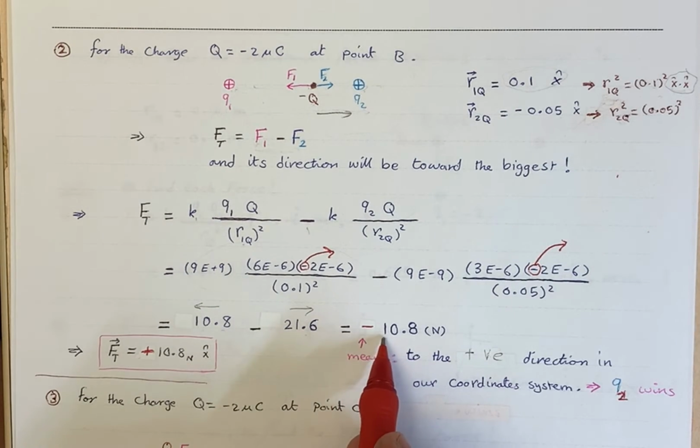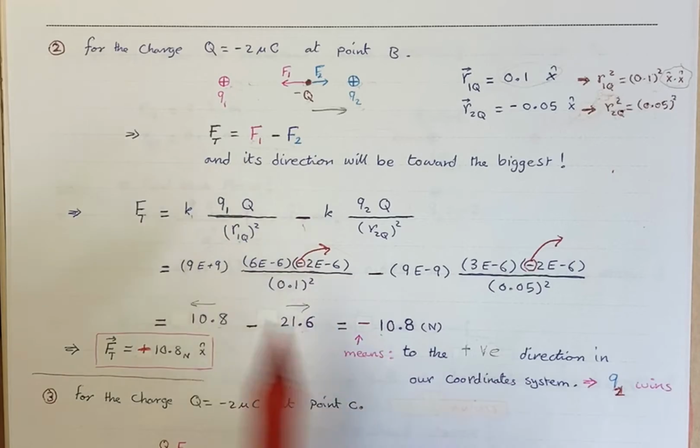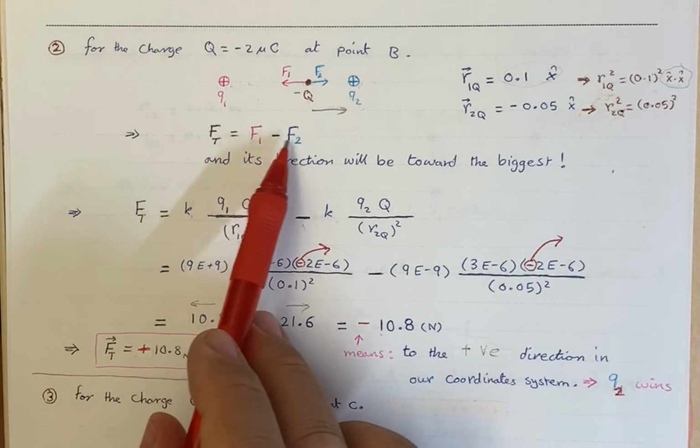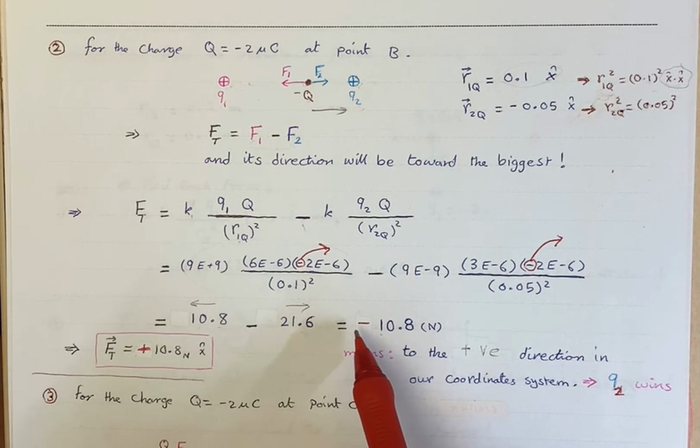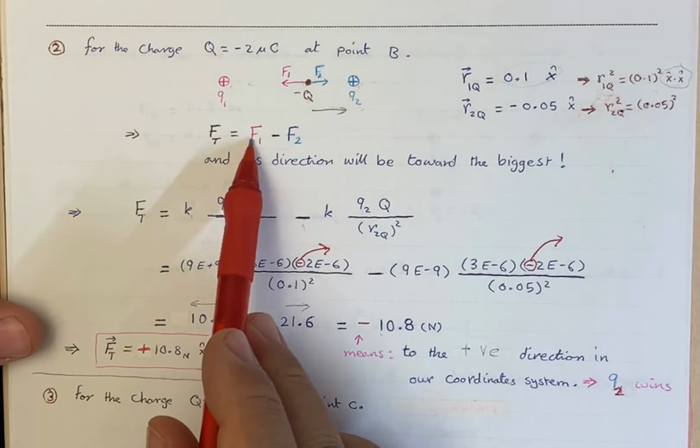This is the direction of the biggest force, because we put F1 minus F2, the resultant is in the negative direction of F1.